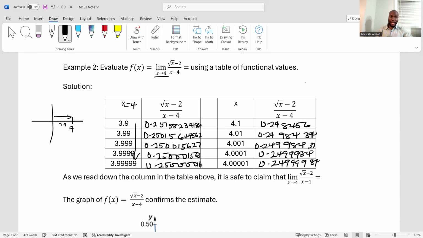So again, as we get closer and closer to 4 on this side, you will see that the y value is getting closer and closer to a number, which is 0.25. And also on this side, we'll see the same pattern. It's trying to get to 0.25. So we claim that it is safe to claim that the limit of that function as x goes to 4 is 0.25. Answer.